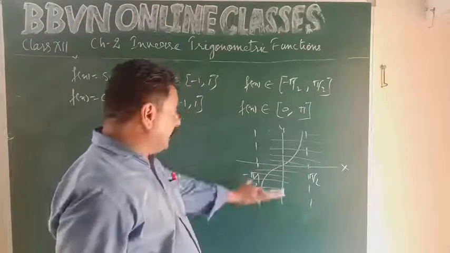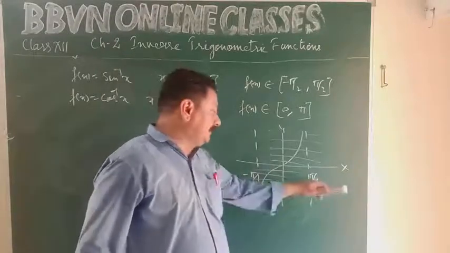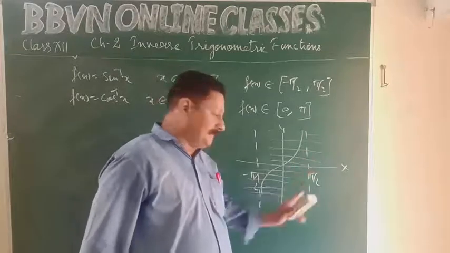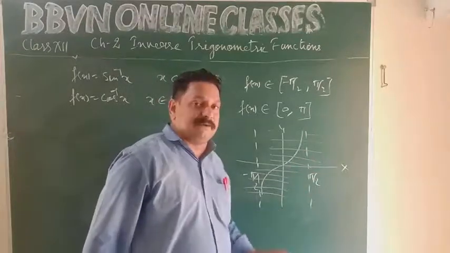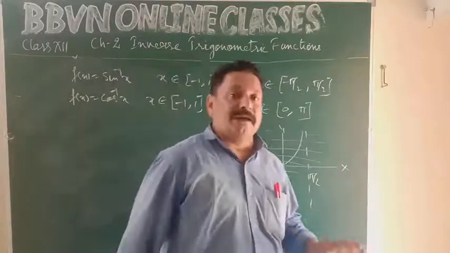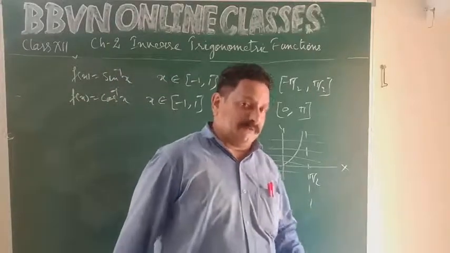Because tan of minus pi by 2 is minus infinity, and tan pi by 2 is infinity, it does not exist. So for tan x, minus pi by 2 and plus pi by 2, or you can say any odd multiple of pi by 2, is not included in the domain.